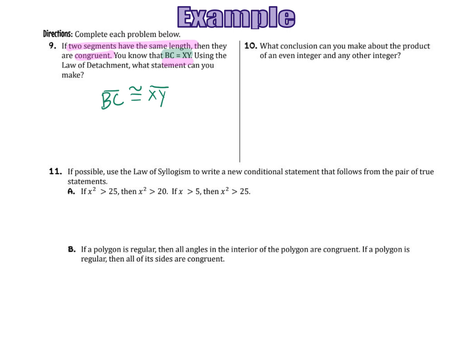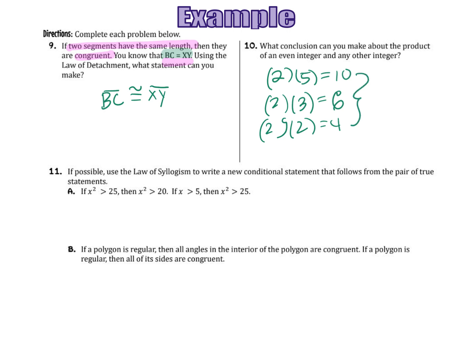On number 10, it says, what conclusion can you make about the product of an even number and any other integer? So if we have an even number like 2 and I multiply it by any other integer, 5, 2 times 3, 2 times 2, I'm noticing that no matter what happens, if I multiply an even number by any other number, I'm going to get an even number. So this is just trying to get us to draw a conclusion based on fact.